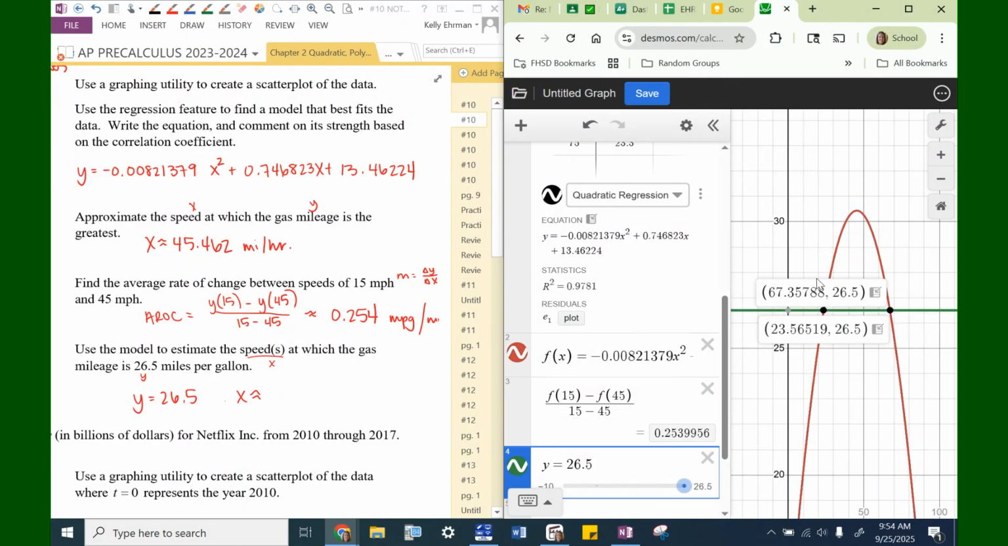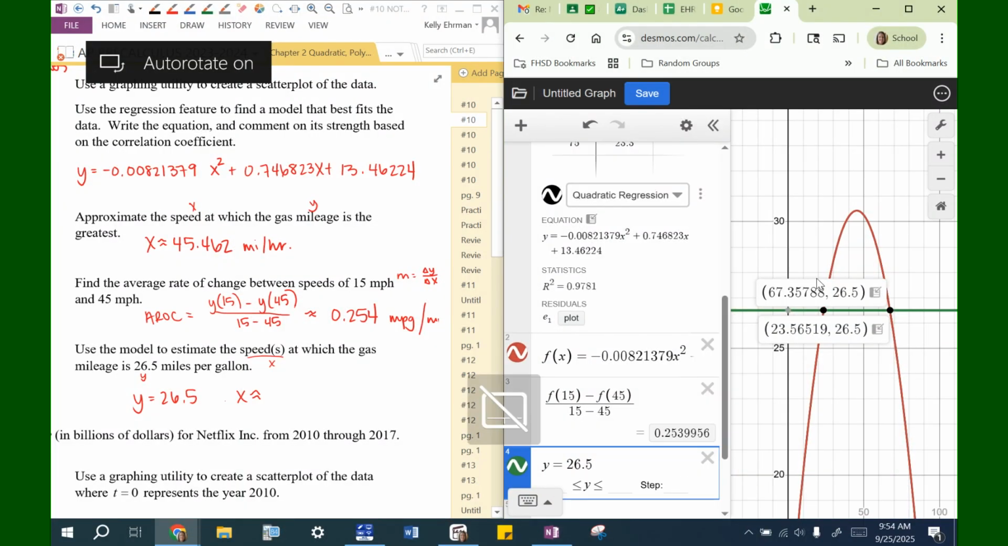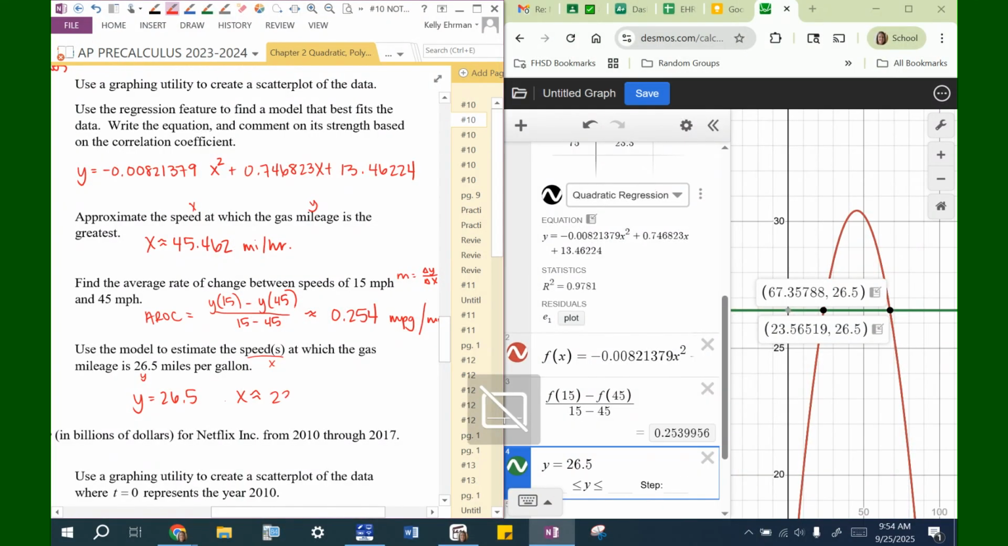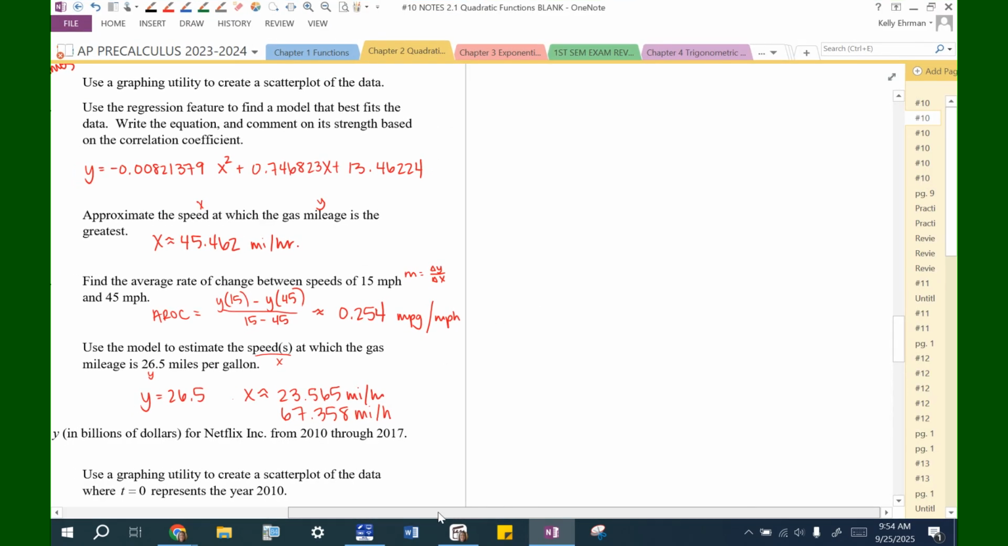So let's report those two x values to 3 decimal places. So one speed is 23.565 miles per hour, or you could say mph. The other is 67.358. Remember, we have to round to 3 decimal places, and we have to round correctly to 3 decimal places to get full credit on our AP test.